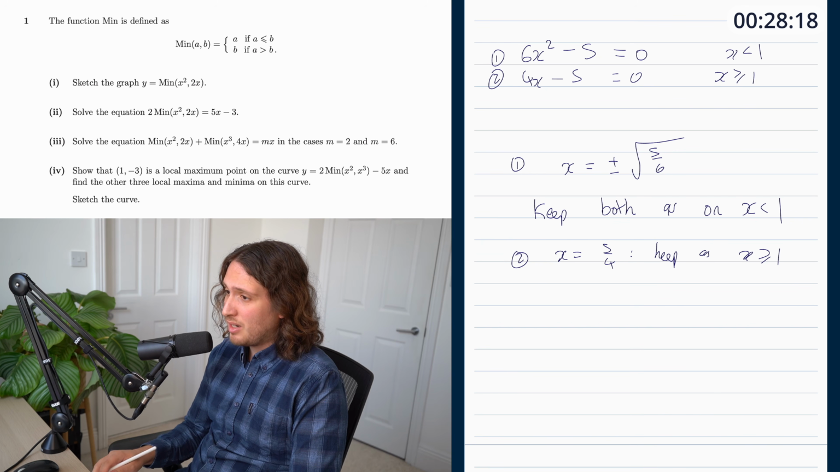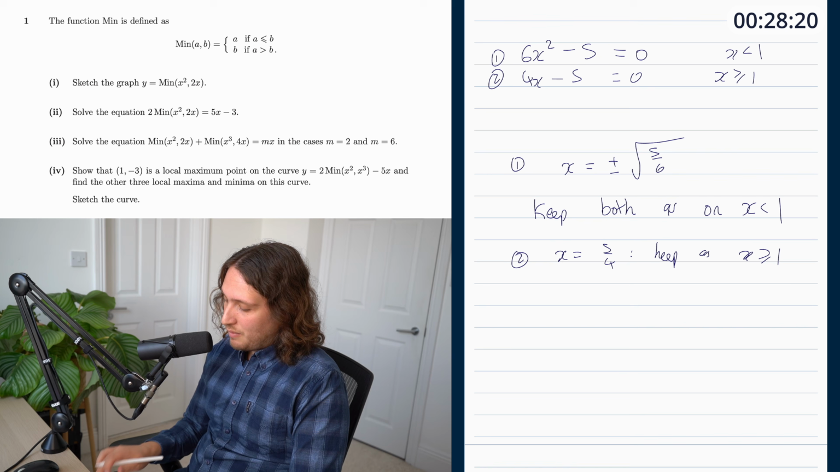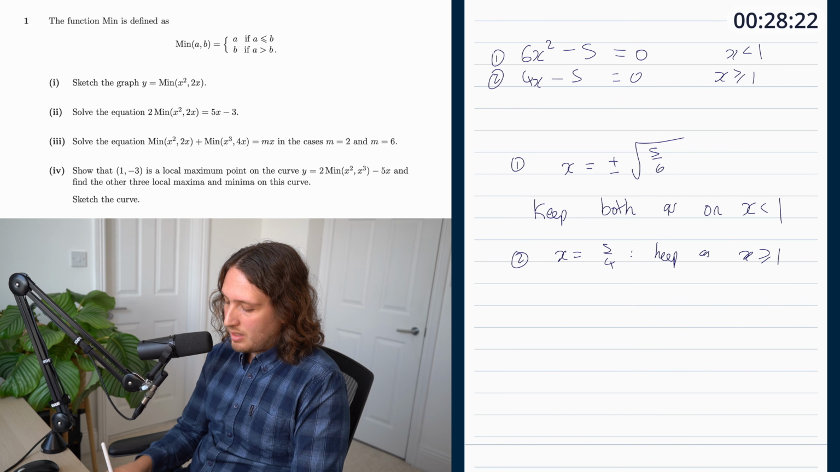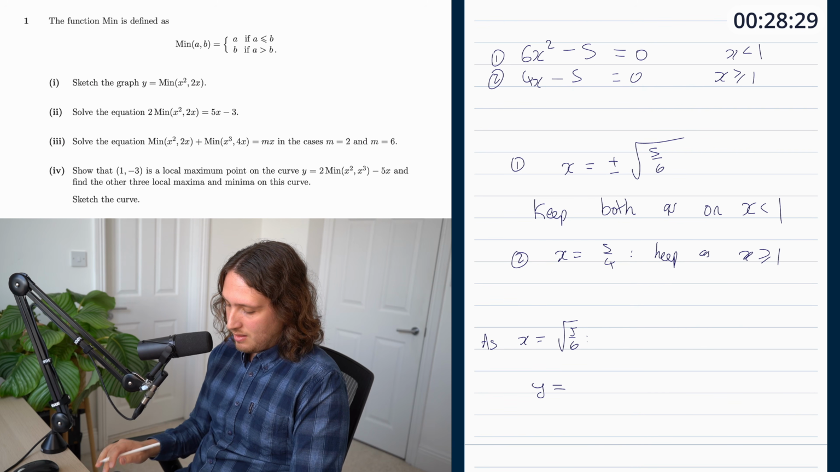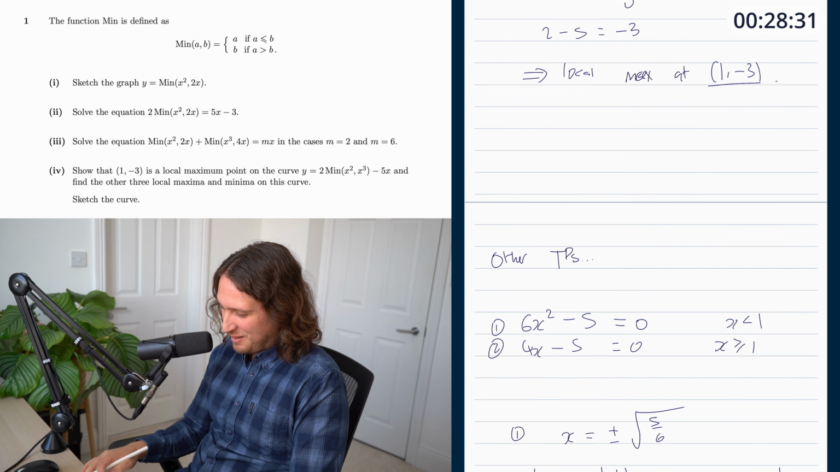So what's my actual function again? So for case 1, I'm on less than 1. So at x equals square root 5 over 6, what is y? 28 minutes. Let's make this fast.